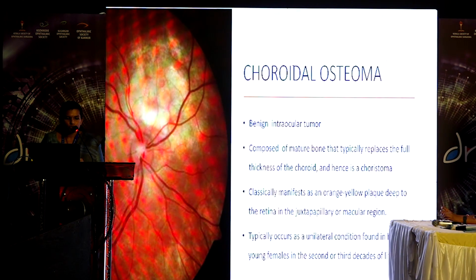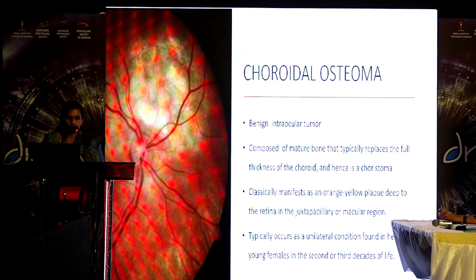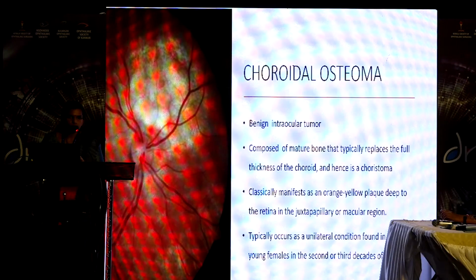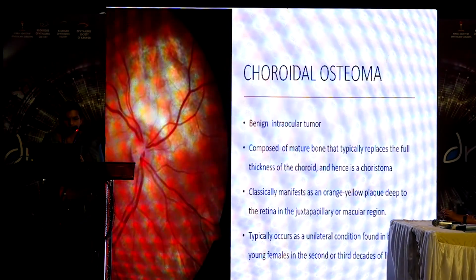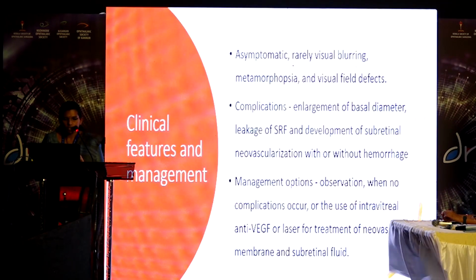Now coming to choroidal osteoma, it usually presents as a benign intraocular lesion which is composed of mature bone cells and classically manifests as an orange-yellow plaque lesion, most commonly located in the peripapillary region, and typically seen as a unilateral condition in a healthy young female in the second or third decade of life.